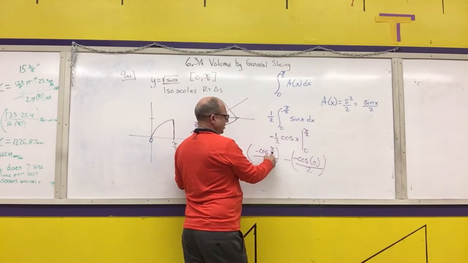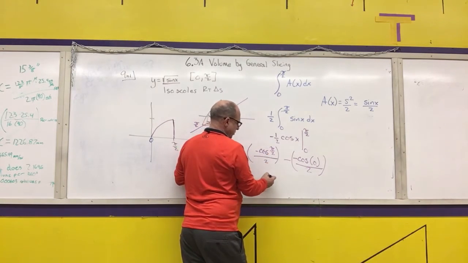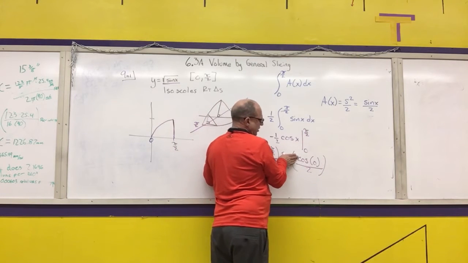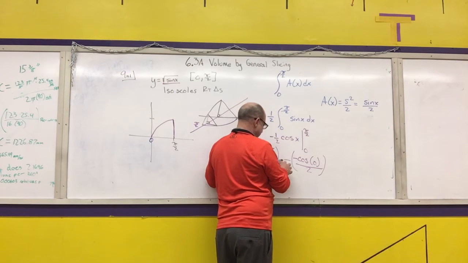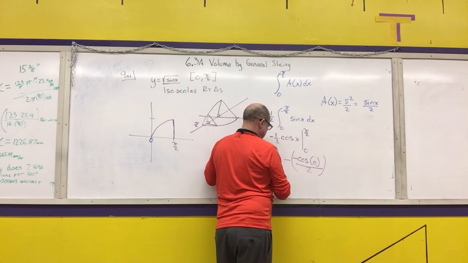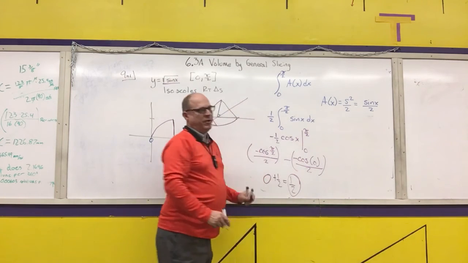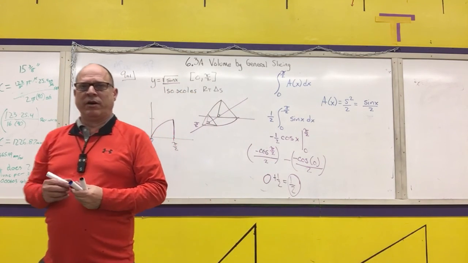Cosine of pi halves is 0. 0 over 2 is 0. Cosine of 0 is 1. 1 over 2 is 1/2, times a negative is negative 1/2, times a negative is positive 1/2. So the final volume of that region would be 1/2 square units.